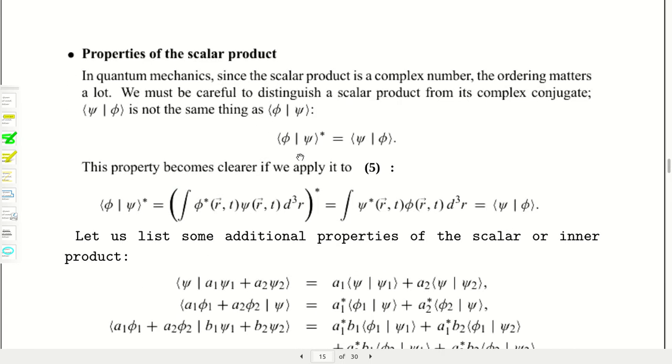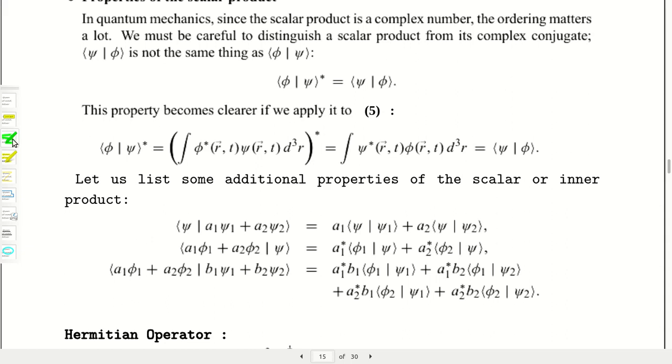Properties of scalar product, yes, it is proved here, that is, bra phi Ket psi whole star is equal to bra psi Ket phi. The inner product, if you take the complex conjugate, it will reverse its order.